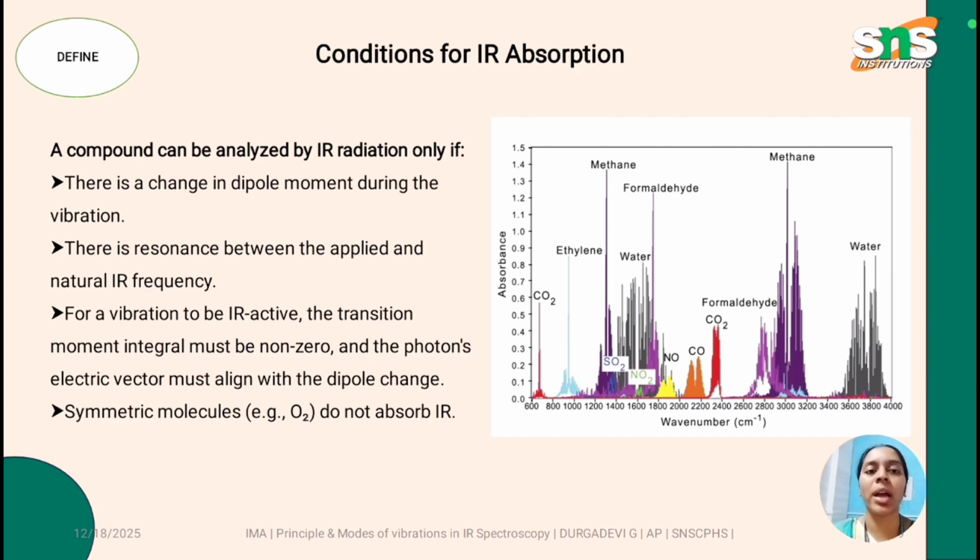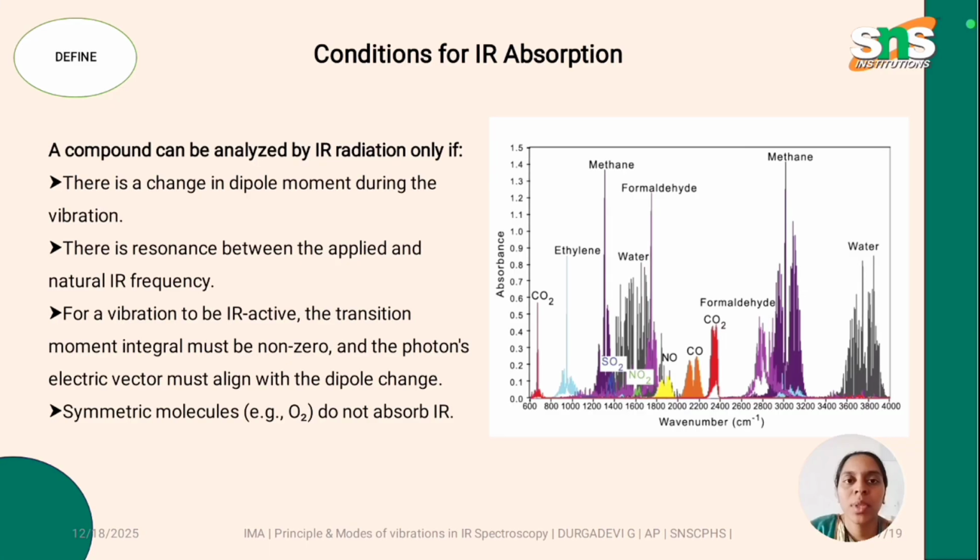For example, if we have a molecule of oxygen, it consists of two atoms, O and O, and they both have similar charges, and they will not be kept at a distance, and they will not exhibit a dipole moment. So those molecules are considered to be IR inactive.